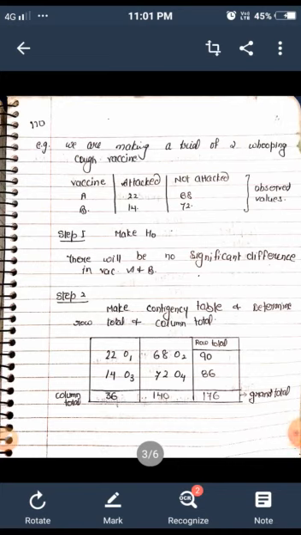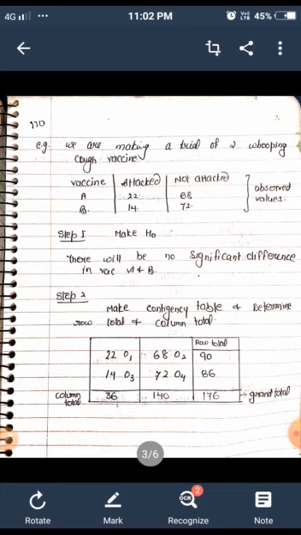We are going to compare vaccine A and B. So what was the first step according to the steps? First of all, we need to make the null hypothesis. So our null hypothesis says there will be no significant difference in vaccine A and B. As you know, the null hypothesis always says no difference. So according to the null hypothesis, there will be no significant difference between both vaccines, vaccine A and vaccine B. Now we need to see whether the null hypothesis is true or not.